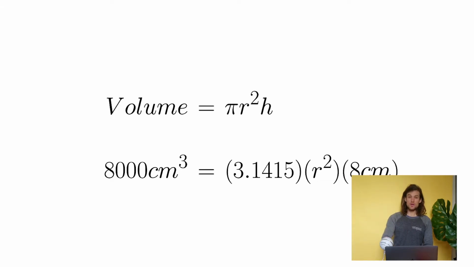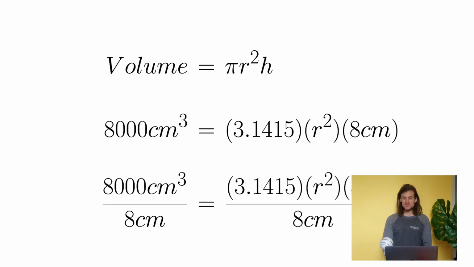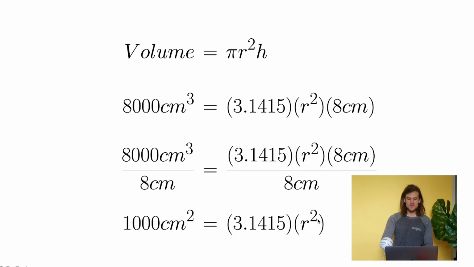Okay, so we're looking for that radius. First step is to divide both sides by 8 centimeters. So you can see that happening here. We're dividing both sides by 8 centimeters. And here's the result of that division. We get 1,000 centimeters squared. On the left, notice that centimeters cubed divided by centimeters equals centimeters squared. And then the 8 centimeters and the 8 centimeters cancel each other out on the right side here.